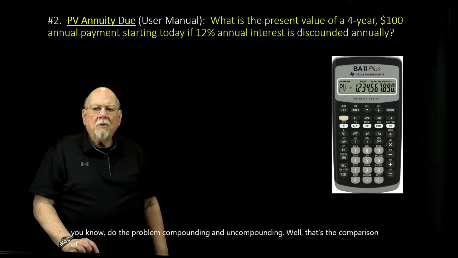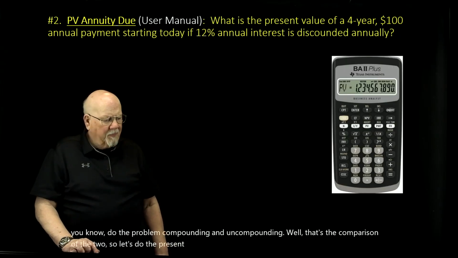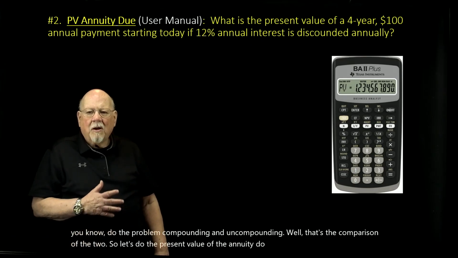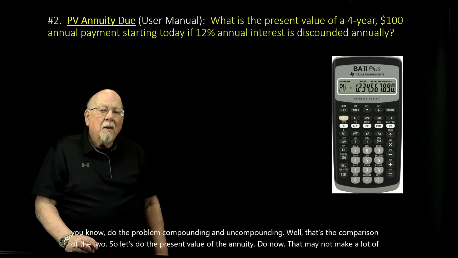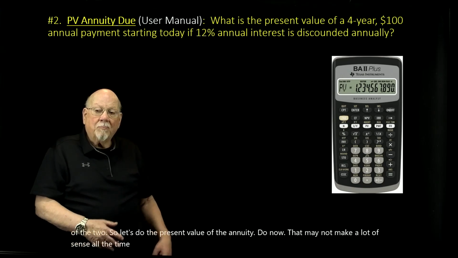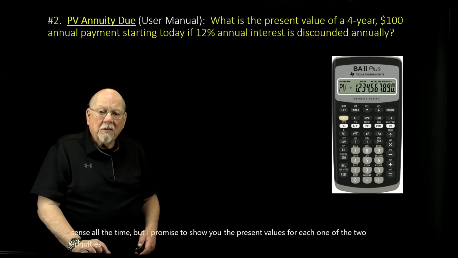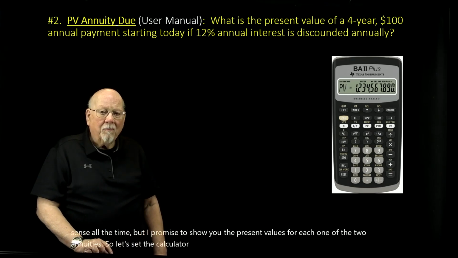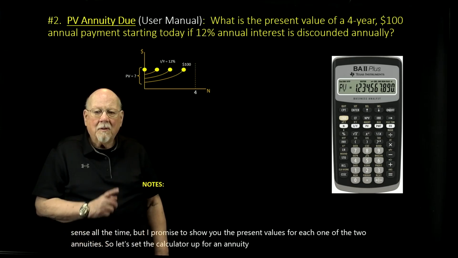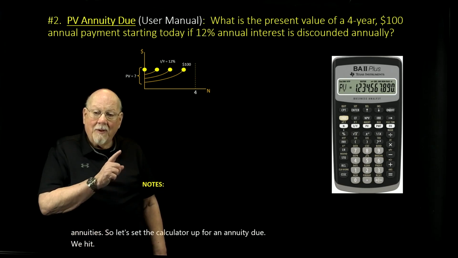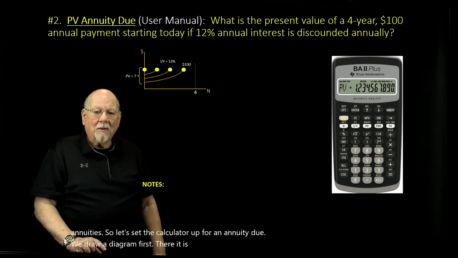So let's do the present value of the annuity due. Now, that may not make a lot of sense all the time, but I promise to show you the present values for each one of the two annuities. So let's set the calculator up for an annuity due. We draw a diagram first. There it is. Okay, let's set the calculator up.